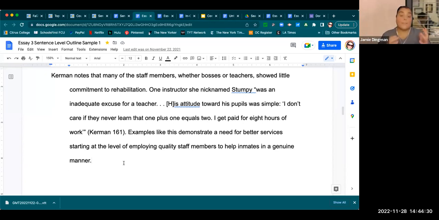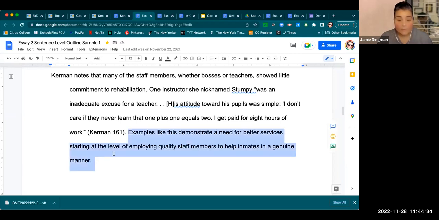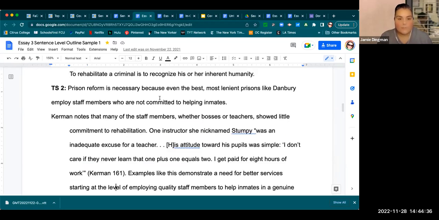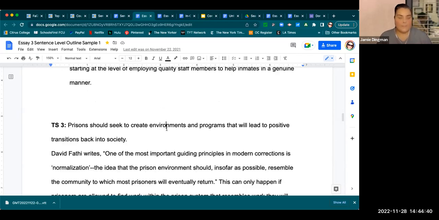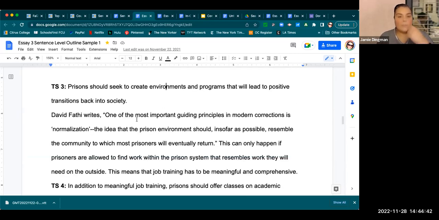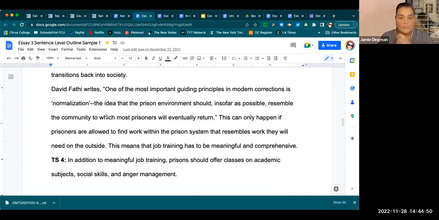Again, great that he used the quote, and I love his commentary here, really explaining and situating this quote. But where are those other points here, right? Where are the other points that you're going to make? And then number 3, prisons should seek to create environments and programs that will lead to positive transitions back into society. Okay, good. Another clear claim in that topic sentence. And we see once again that he's using his research, but I don't see a citation, which is something that he would need to insert there, right?